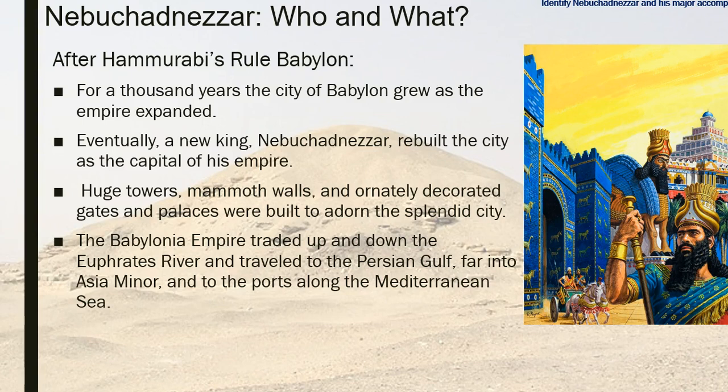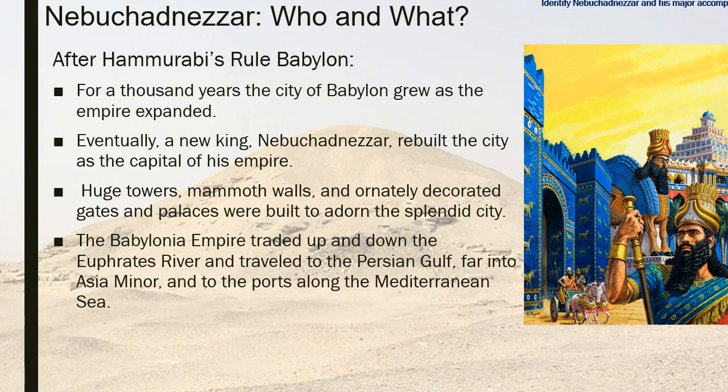He is going to rebuild Babylon and expand the empire, of course, but the capital of the Babylonian Empire is, of course, Babylon. And he's really going to rebuild the city, make it beautiful, make it rich looking, and make it very impressive. So that's what he did. He rebuilt the city as the capital of the empire. He included huge towers and walls and gates and palaces, and they were all adorned with beautiful artwork. I mean, he wanted to make the city of Babylon look very rich and very impressive, and that's what he did.